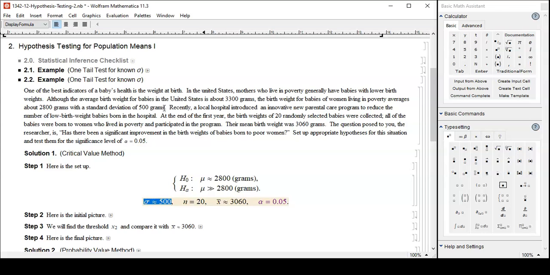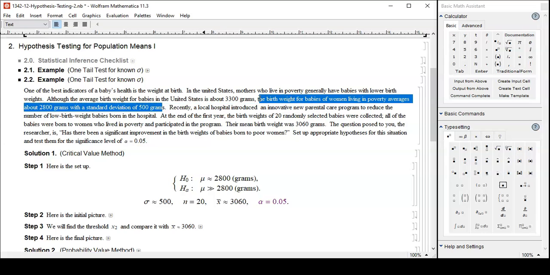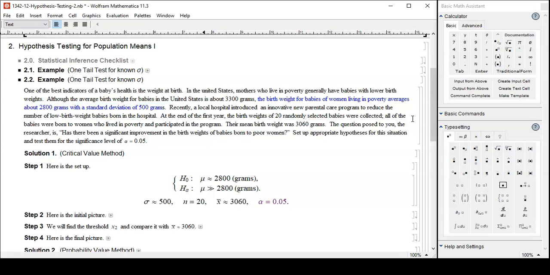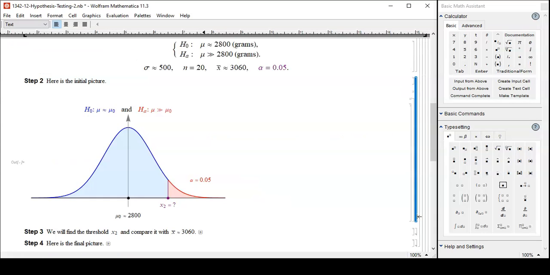How do you know that? Because the standard deviation of 500 grams came from the null. The birth weight for babies of women living in poverty averages about 2,800 grams with a standard deviation of 500 grams. They came out of nowhere. Nothing to do with sample. This sample of 20 randomly selected babies with the mean birth weight. If this 500 grams came around here, then okay, it's a sample standard deviation, but not in this case. It came here. It's a population standard deviation, so you have to use a z-curve.